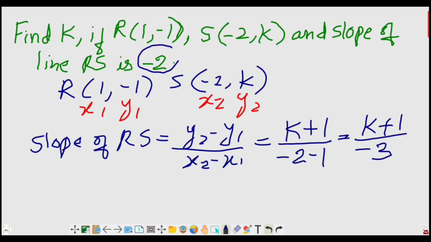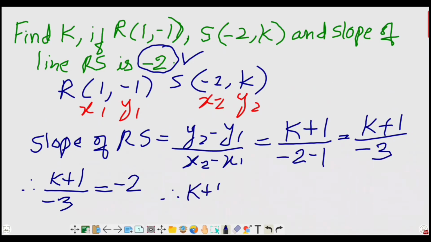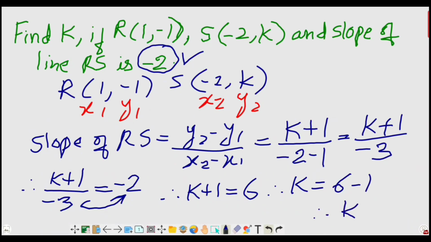But slope is given here as minus 2. So therefore k plus 1 upon minus 3 will be equal to minus 2. Therefore your k plus 1, when you multiply both sides, what you'll get? 6. So your k will be 6 minus 1, which is 5. So you will get the value of k as 5.